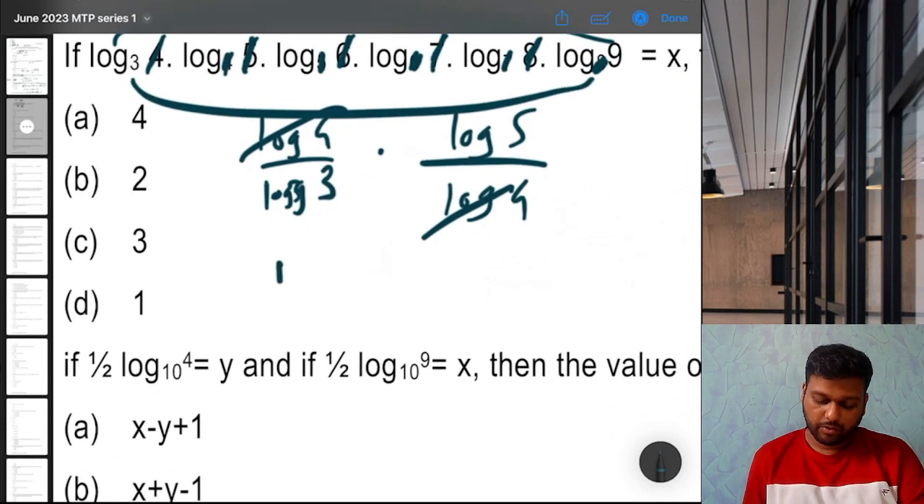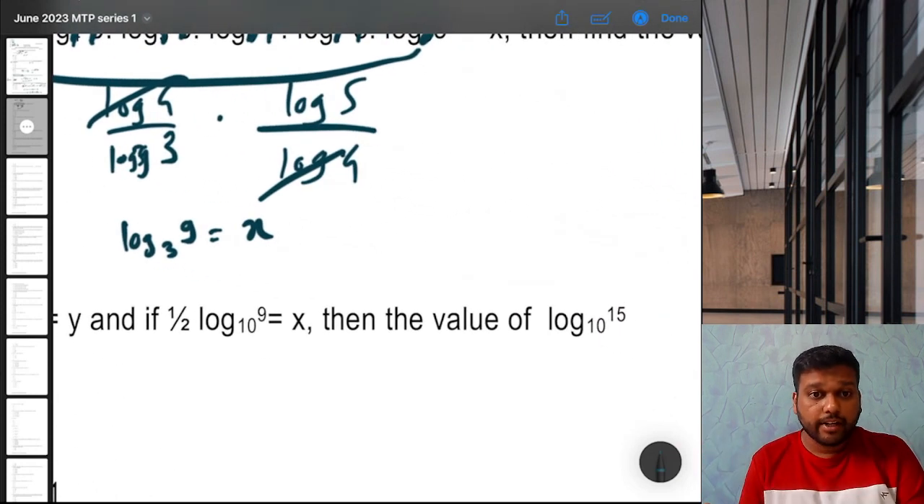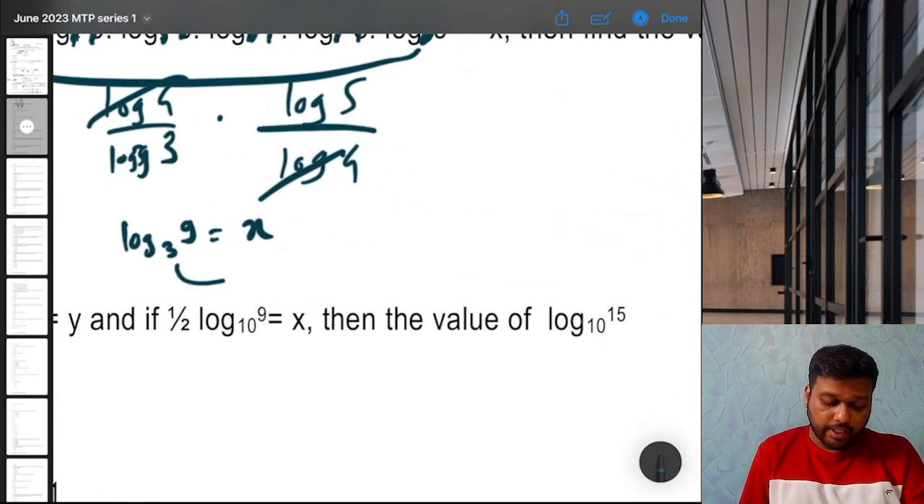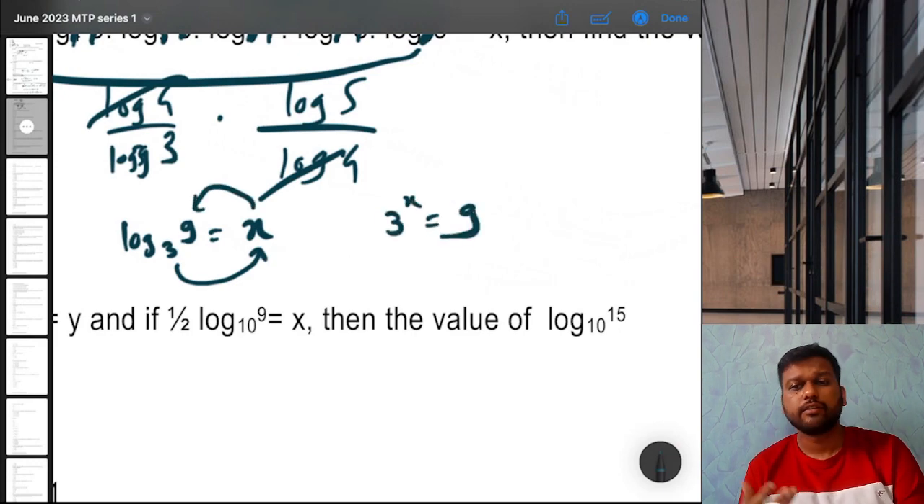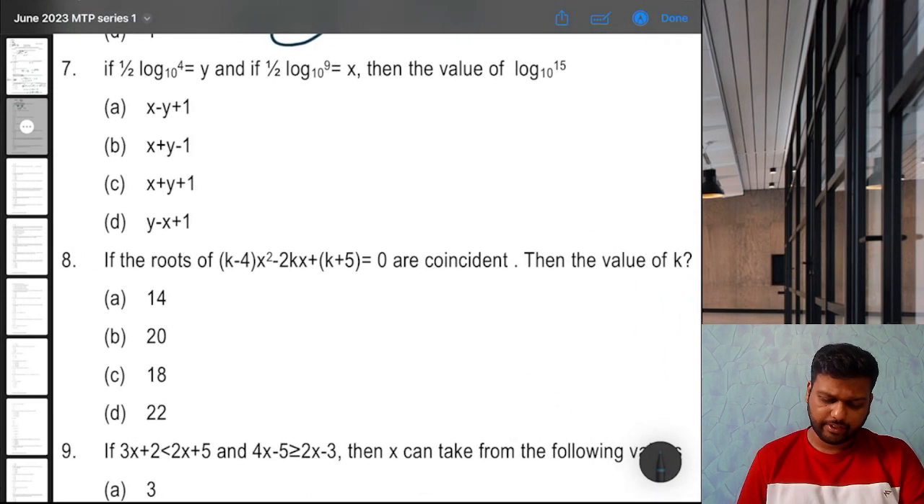Right? So you know that log 9 to base 3 is x. You should know what is log. What is logarithm? Log means 3 raised to what is 9? 3 raised to 2 is 9. So option B. Okay.